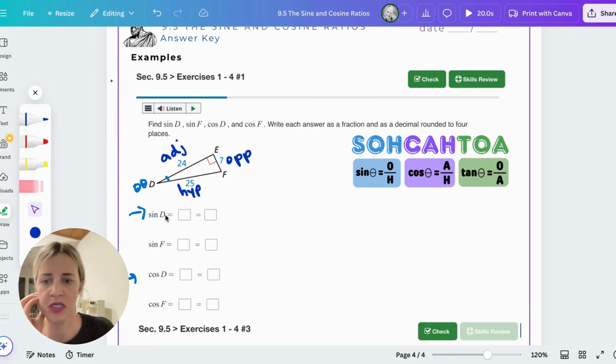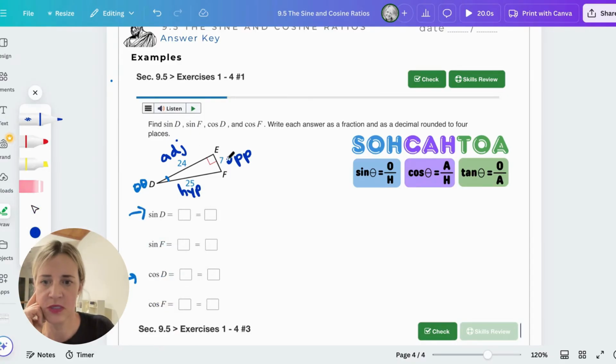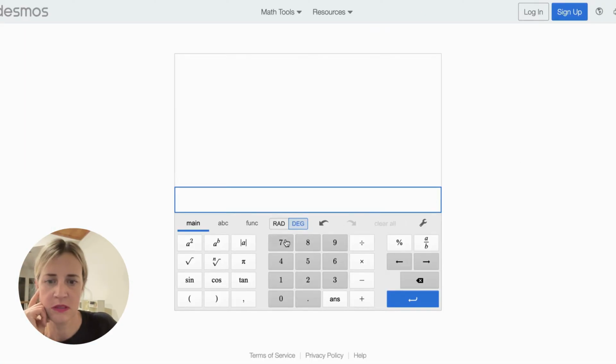Sine is the ratio of the opposite over the hypotenuse. So sine of angle D is the ratio of opposite, which is 7, over hypotenuse, which is 25. That actually cannot be reduced. 7 over 25. Pop that into Desmos. 0.28.